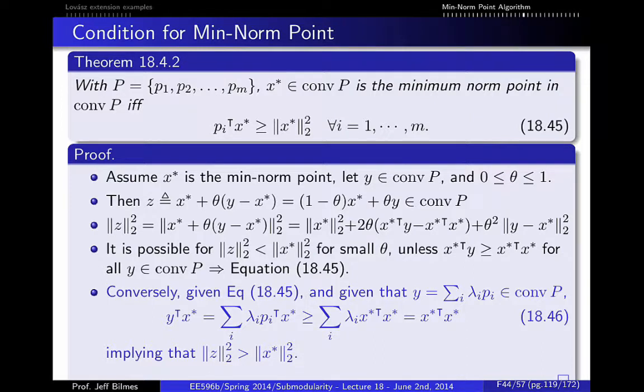Okay. So conversely, if we've got 18.45 and we construct any convex combination of the vertices, then when we take Y times X star, that's going to be equal to its form in terms of the convex mixture. But each of the Pi transpose terms is going to satisfy this condition, so each one individually gives us this inequality, which then gives us this because it's a convex combination. The sum of the lambda i's is equal to 1. So that therefore implies that Z is greater than or equal to that.